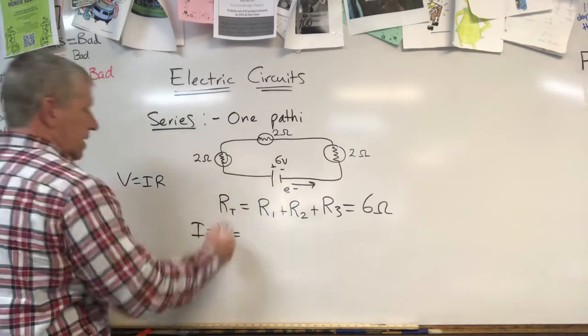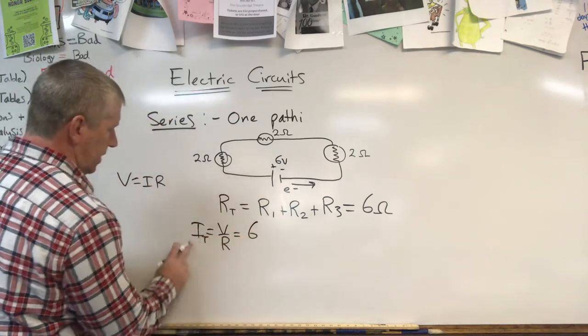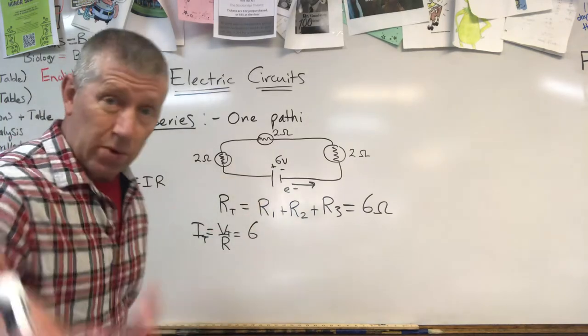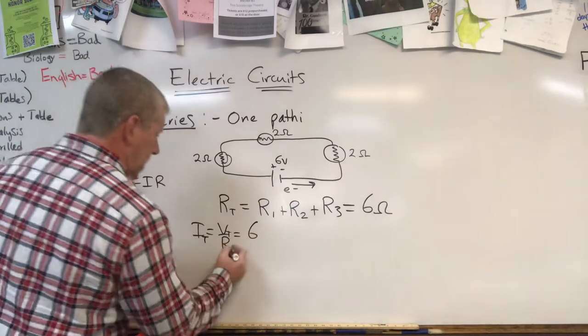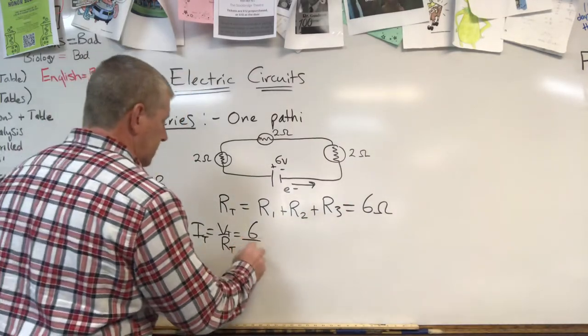The voltage is 6, divided by the resistance. This is going to give me the total current, IT. I take the total voltage, which is 6. There's only 1 volt source here, so the total is 6, divided by RT, which we just calculated with our awesome calculator, and that's 6 as well.